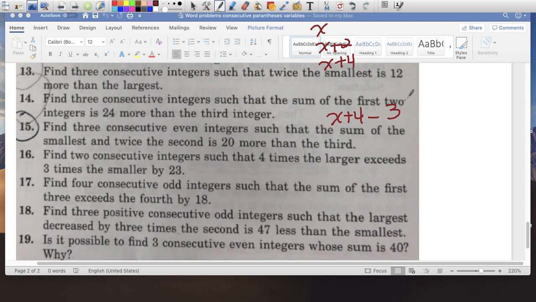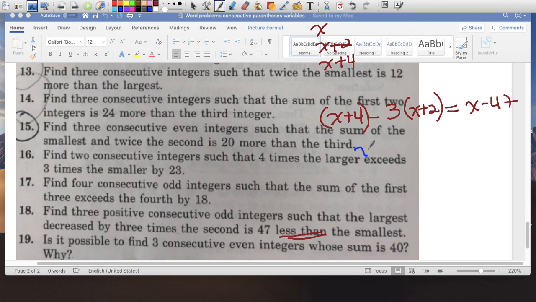minus 3 times the second, which is x plus 2, is, so I'll put this in parentheses for now. 18. The largest, which is x plus 4, decreased by 3 times the second, which is x plus 2, is 47 less than the smallest, and the smallest is x. And then, don't forget that because it's less than, instead of 47 minus x, I actually should have written x minus 47. And that's your equation. Now it's just a matter of solving.